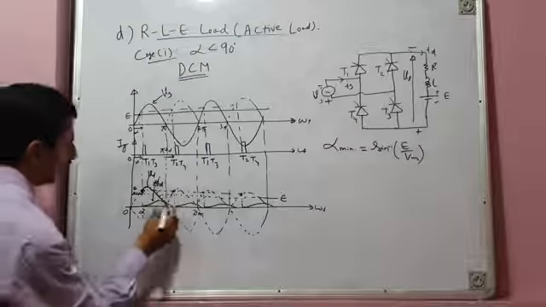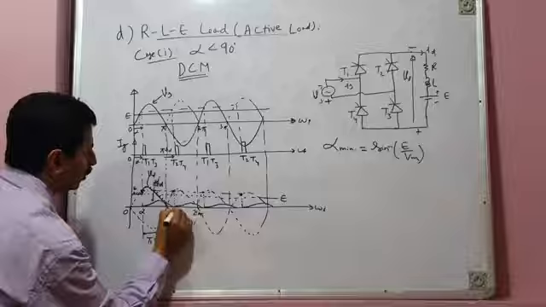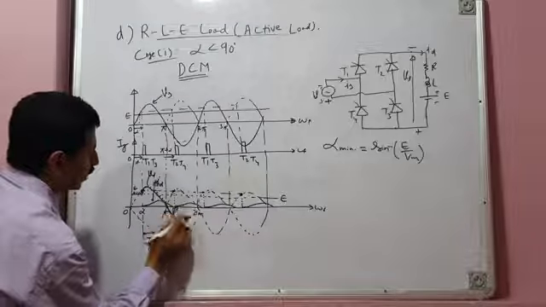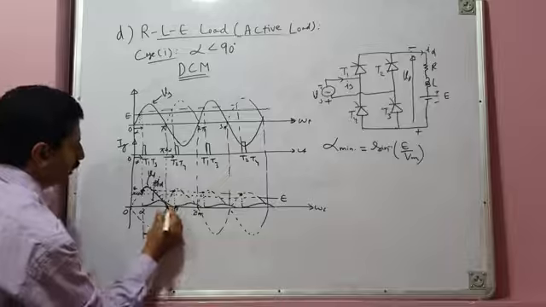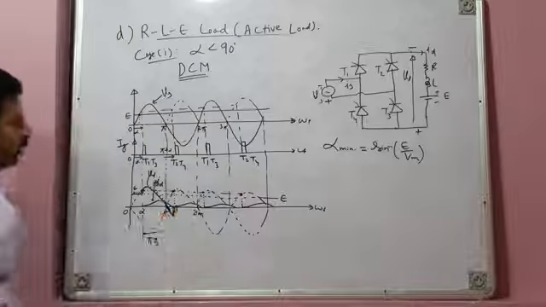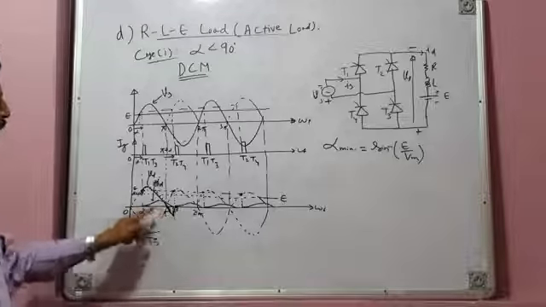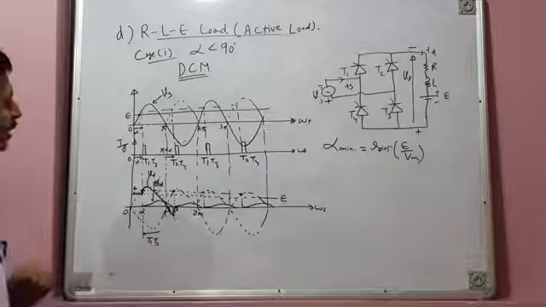So load voltage is the negative segment of source voltage. A small negative segment of source voltage will appear across the load. This is the negative segment of source voltage. Uske baad, what will happen? From pi to beta, load voltage is same as source voltage, negative segment.